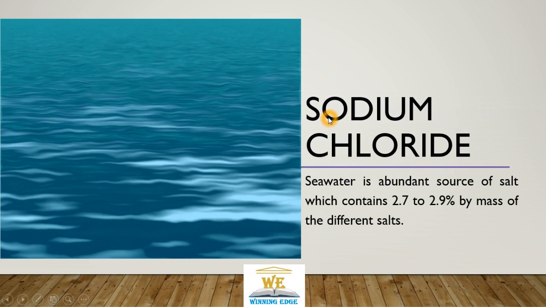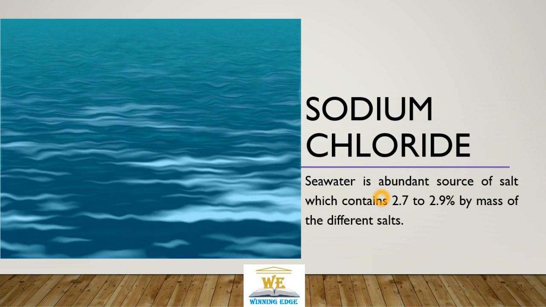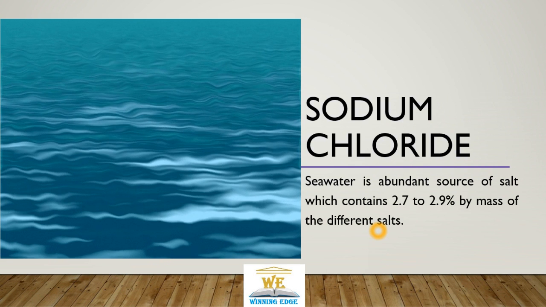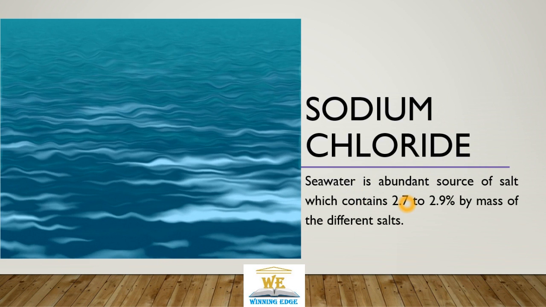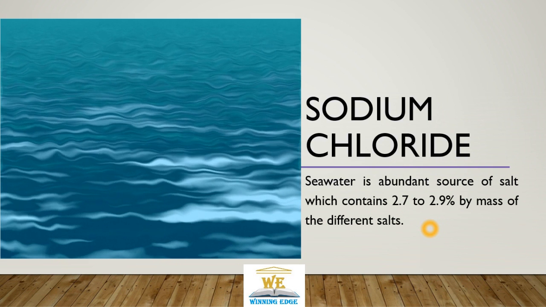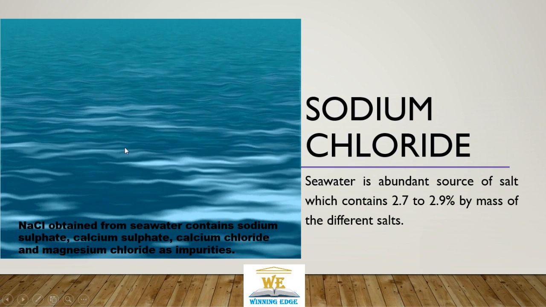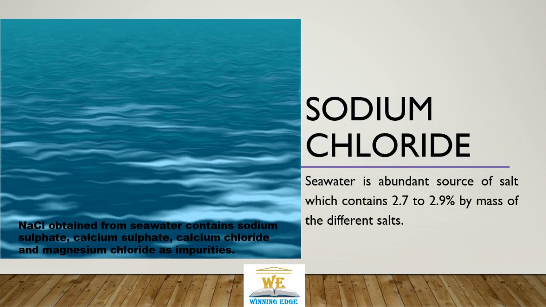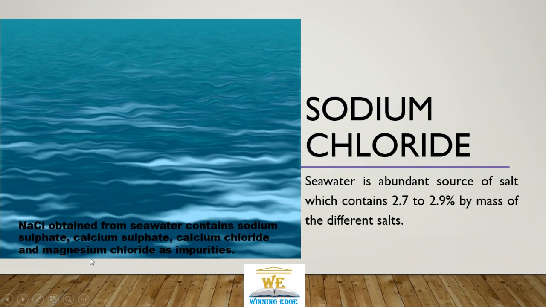Here we have sodium chloride, which is another salt of sodium. The most abundant source of sodium chloride is seawater, which has around 2.7 to 2.9% by mass of these salts. Now you know how it is obtained commercially. You dry up the seawater. Left behind are sodium sulfate, sodium chloride, calcium sulfate, calcium chloride, and magnesium chloride.